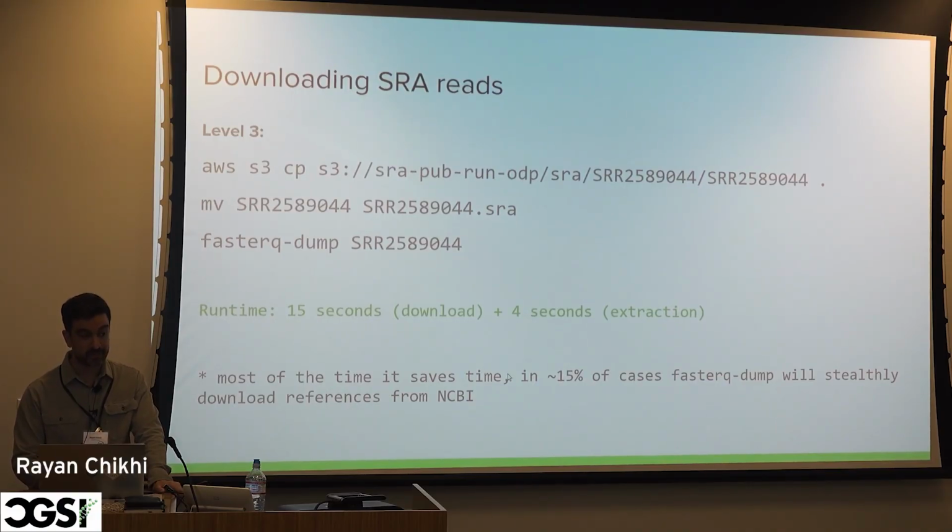However, for 15% of accessions, this clever scheme is not so clever, because fasterq-dump will actually download stuff in the background without telling you. Because of the compression system used by SRA, about 15% of the accessions are compressed with a reference, and you need to download the reference to decompress the reads. This is done by fasterq-dump. Prefetch actually does it behind the scenes. So yeah, just something to know.